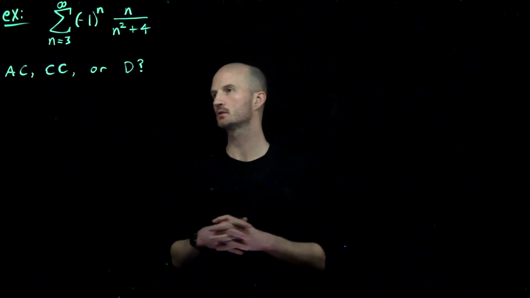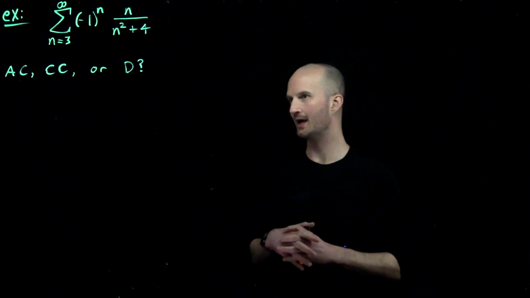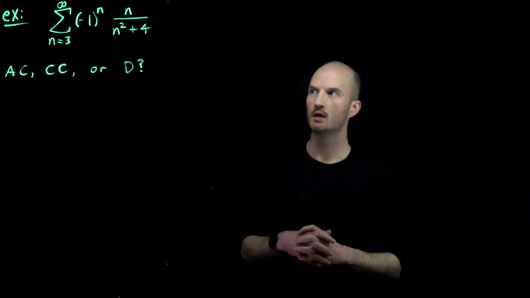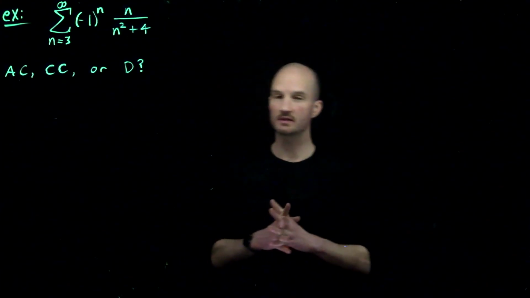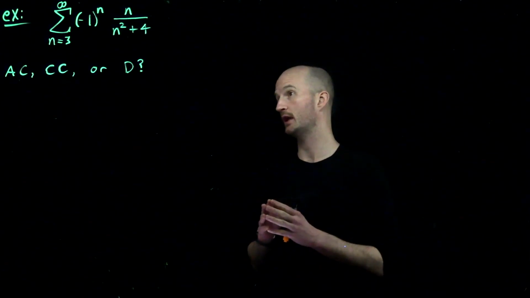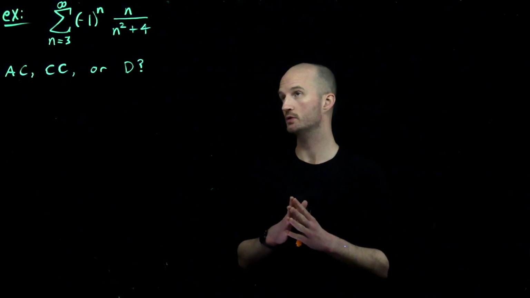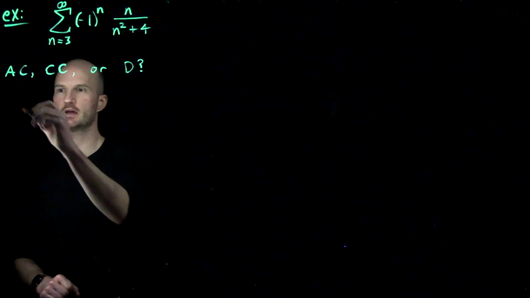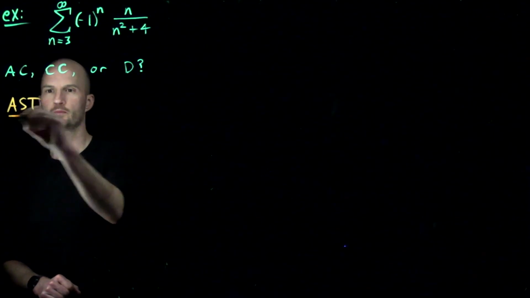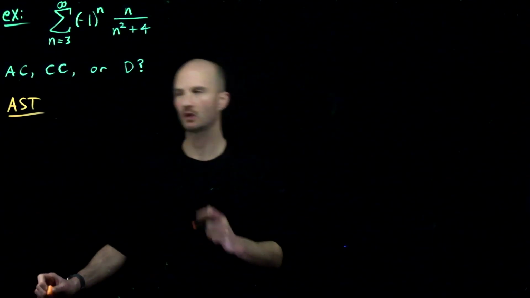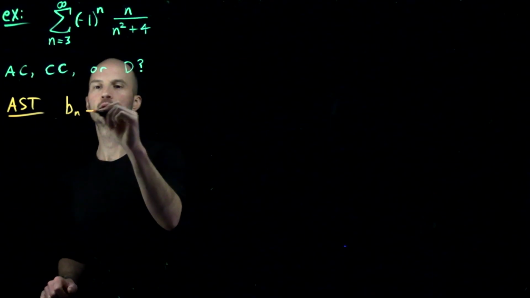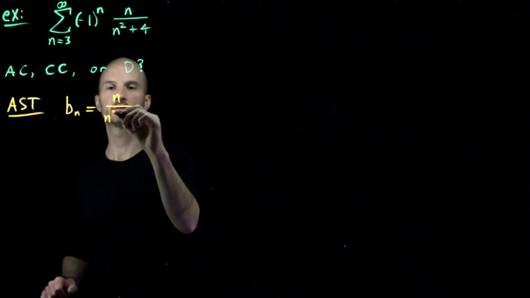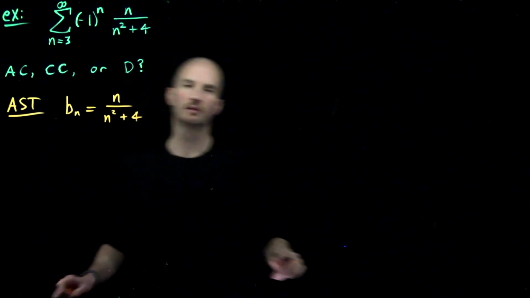Absolutely convergent, conditionally convergent, or divergent? That is the question. So the series is alternating, so it can't hurt to try the alternating series test. So let's do that. AST, where we have our Bn, the non-alternating part there, n over n squared plus 4, this guy.